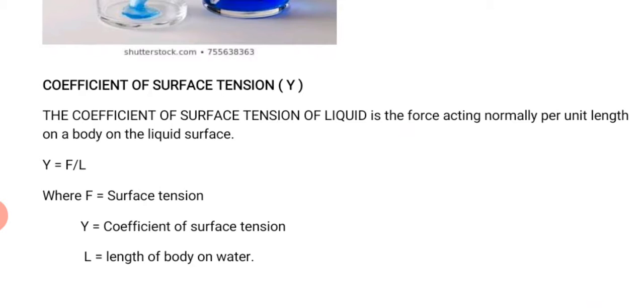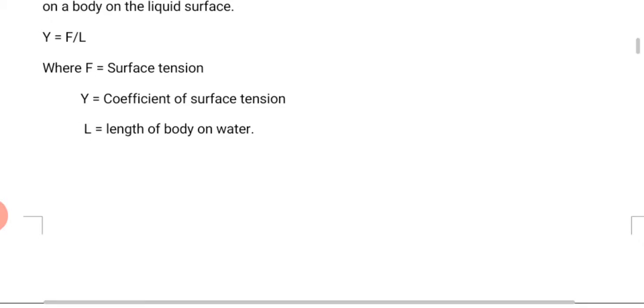The coefficient is represented by the letter Y of the surface tension, where letter L represents the length of the body on water, and letter F represents surface tension.